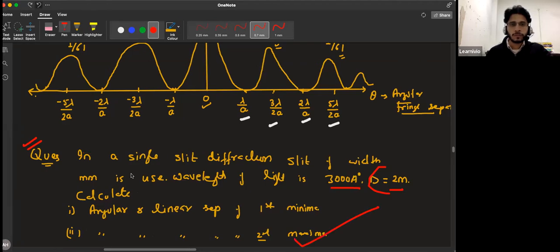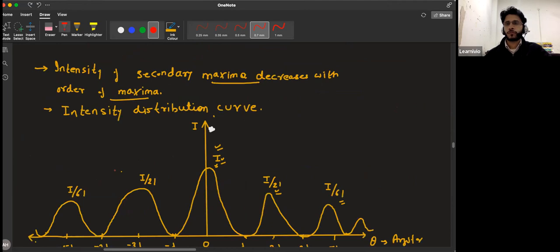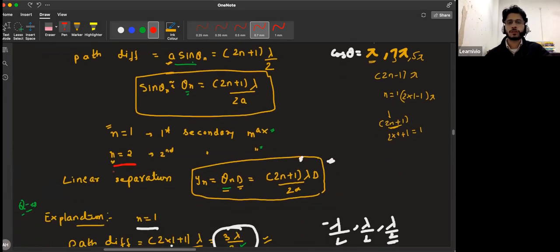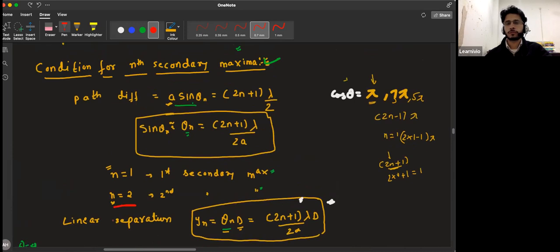Sir, can you show the conditions for secondary maxima? Secondary maxima, this is the condition. In diffraction, you will not get very tough type of question. Those questions are in interference. In the syllabus, you just have the introduction of diffraction. There's nothing below it.